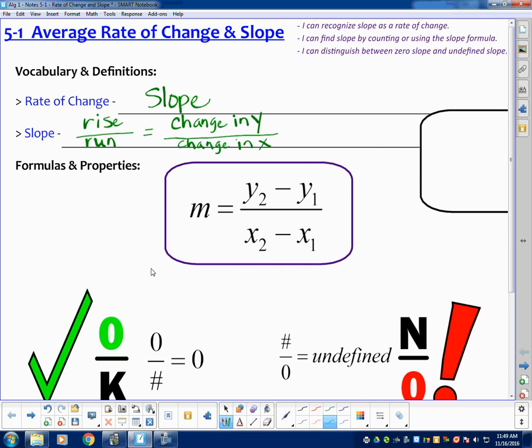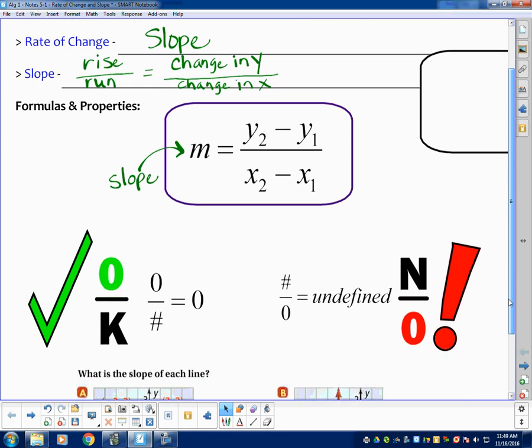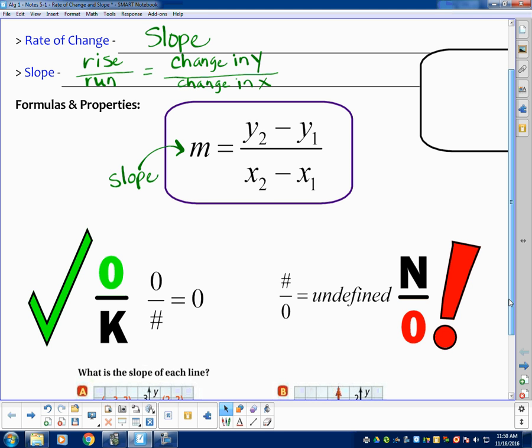When we're dealing with formulas this chapter, the M is what we use for slope. Like y equals mx plus b, the M is the slope. Okay, you should be writing this down. Don't go down yet. I'm still writing.